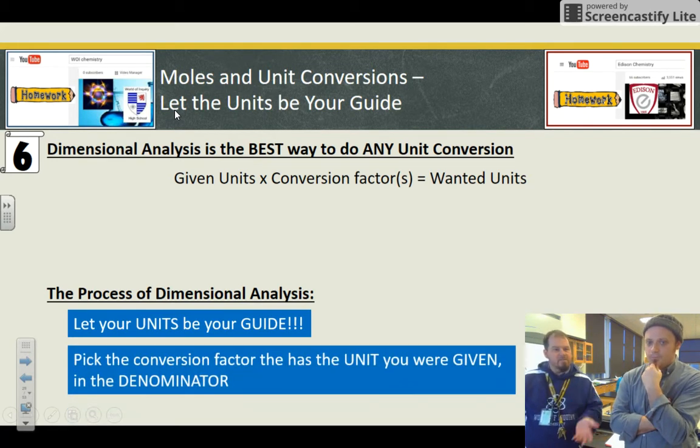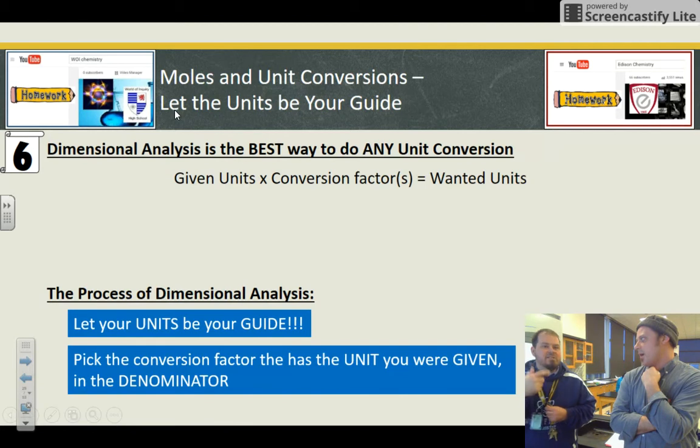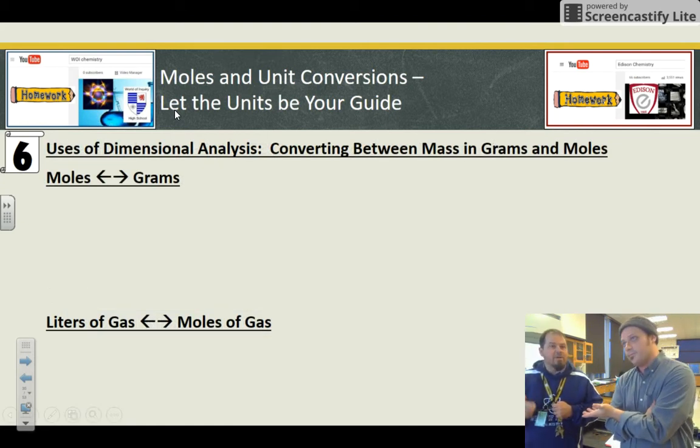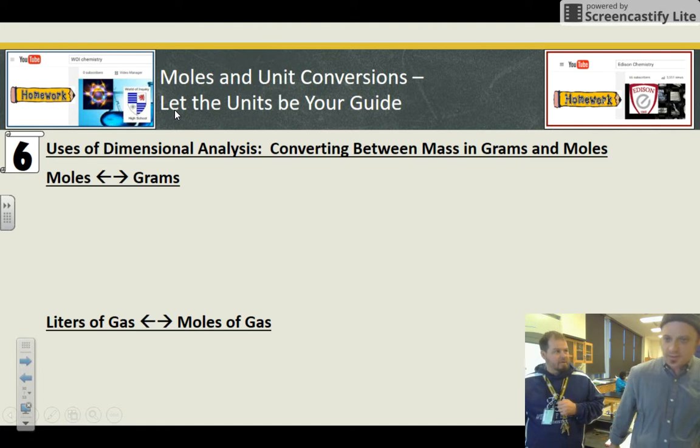This is going to help us pick the conversion factor that has the units that were given in the denominator, so it cancels out. If I start with moles, I want to put moles in the denominator of my conversion factor, and you'll end up with grams. If you start with grams, you have to put grams in the denominator and you'll end up with moles. We're going to say it in words and then we're going to do an example.